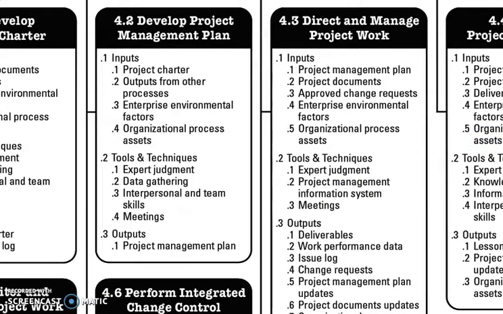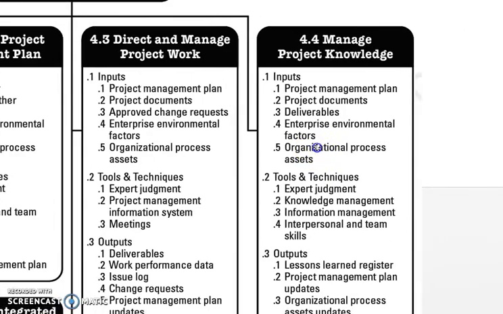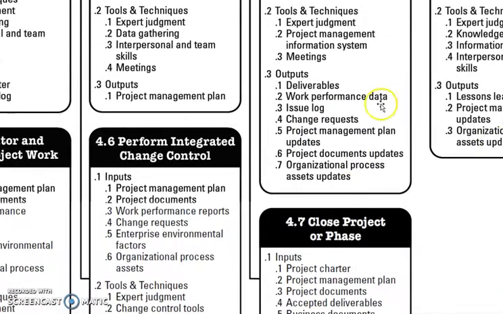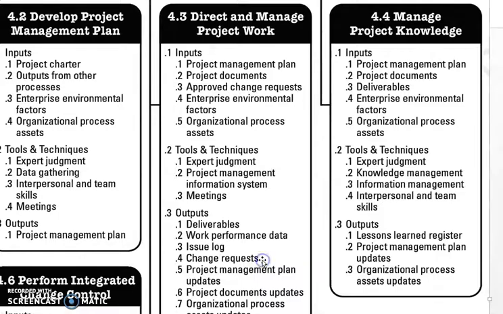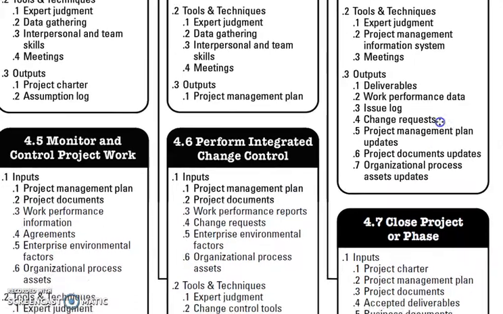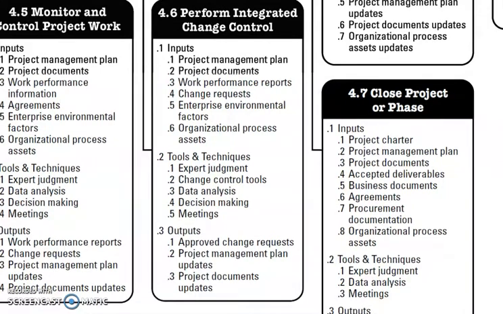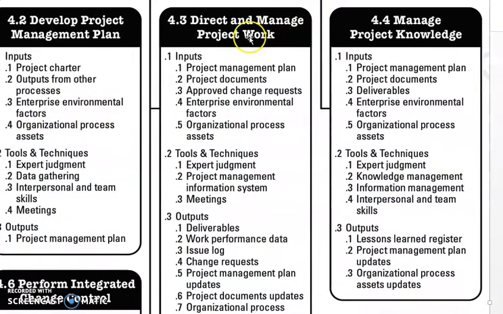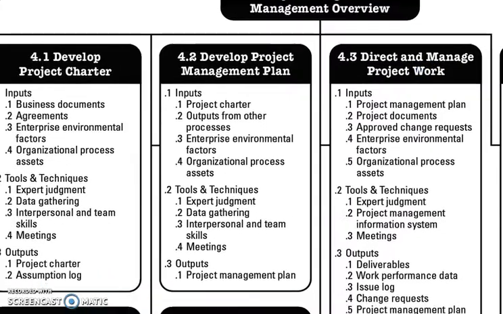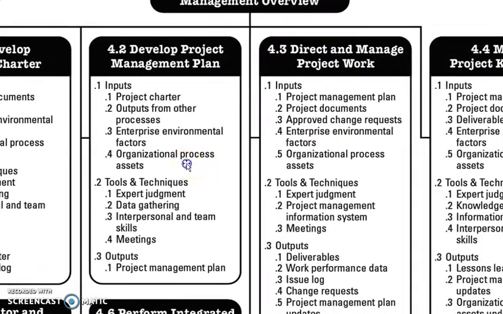Manage project knowledge, that also comes under execution. Then monitor and control project work, which comes under the monitoring and controlling process group. Perform integrated change control, that also comes under monitoring and controlling. Then close project. These are the 7 processes in integration management.